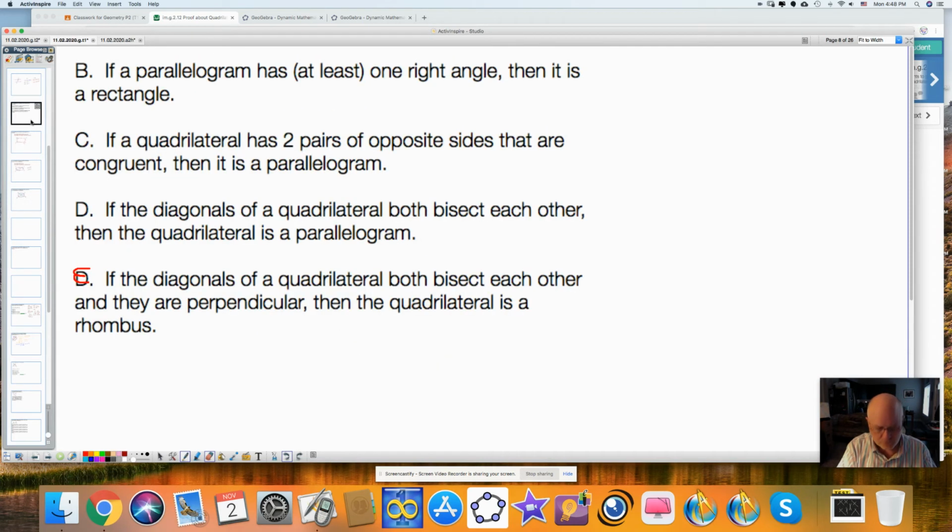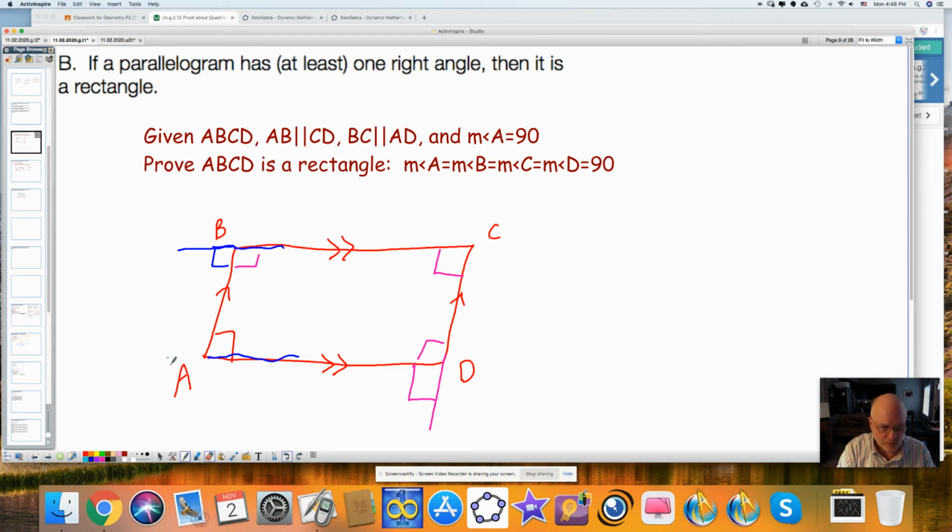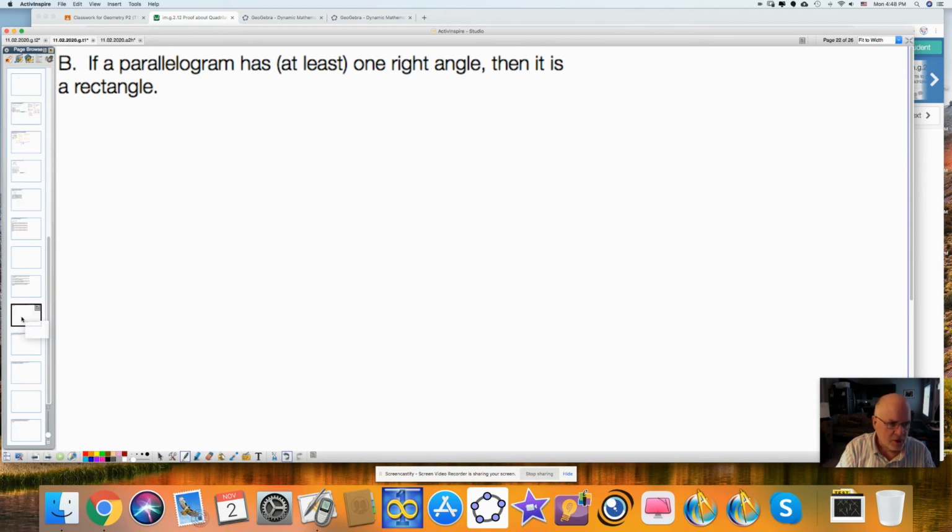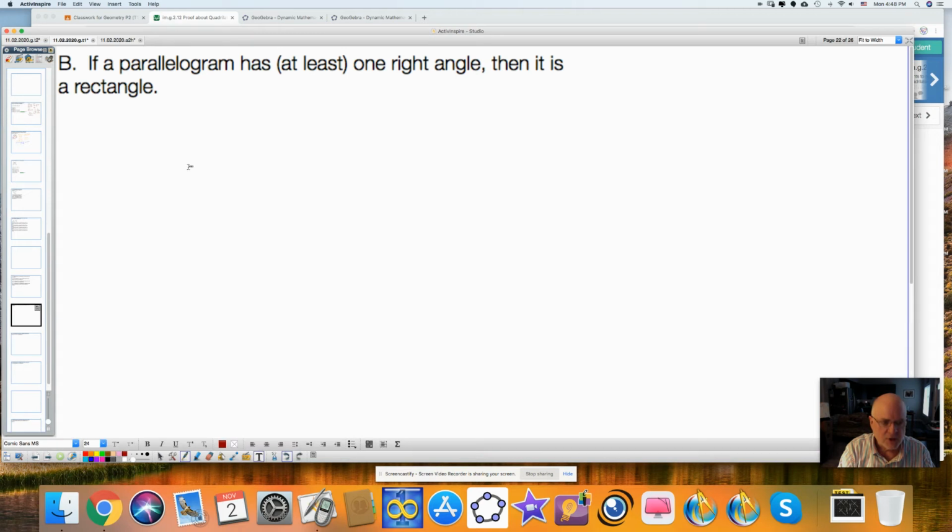So the first one, let me see if I can go down and do this. I think I've got to go down. So the first one, if a parallelogram has at least one right angle, then it is a rectangle. I'm going to say this as a given and then statement. So I'm going to say given quadrilateral ABCD.